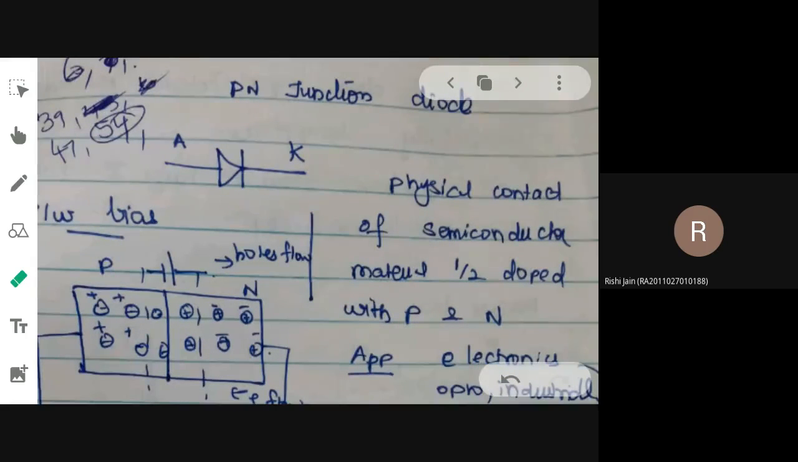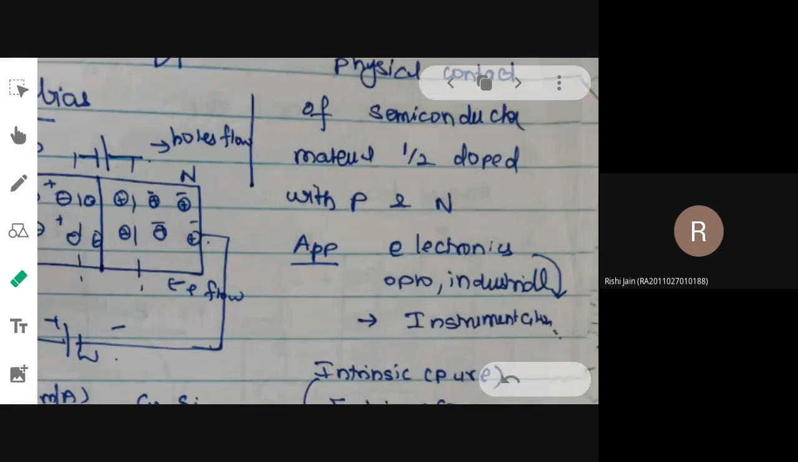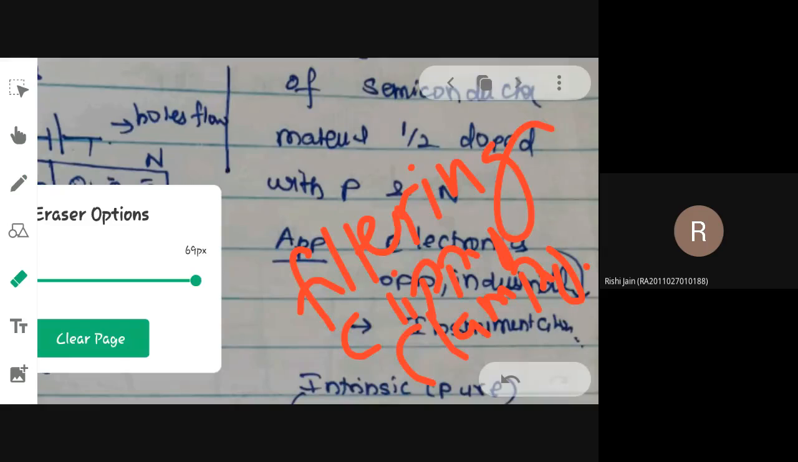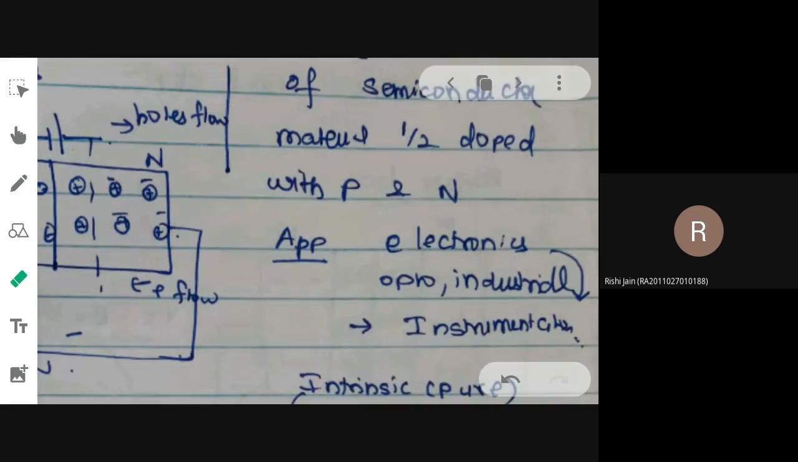Next thing, application. Where will you see this PN junction diode being used commonly? LED is quite a different type of diode, and it is not an application. So what are the various applications? Filtering, clipping, clamping, all wave shaping purposes, and switching applications. You can use this PN junction diode in electronic applications, opto applications, industrial applications and instrumentation applications.